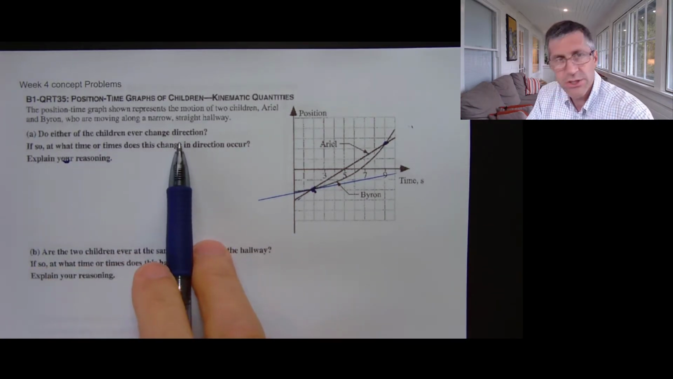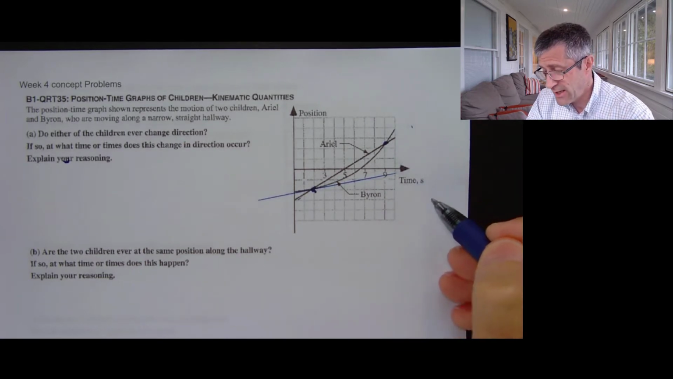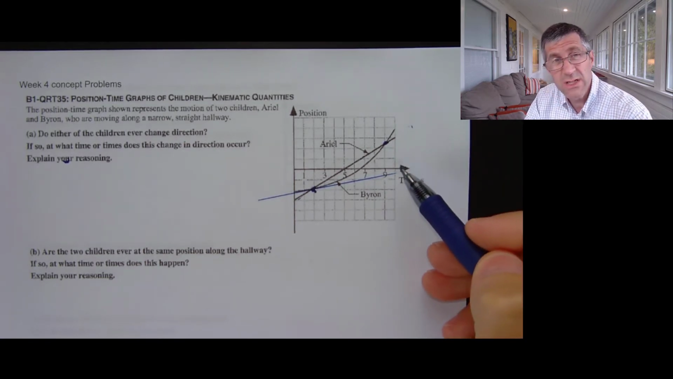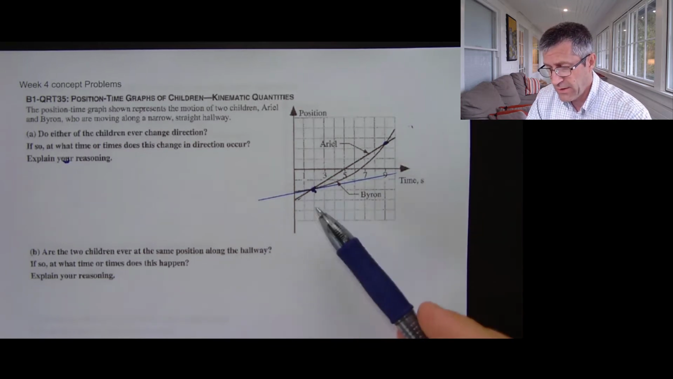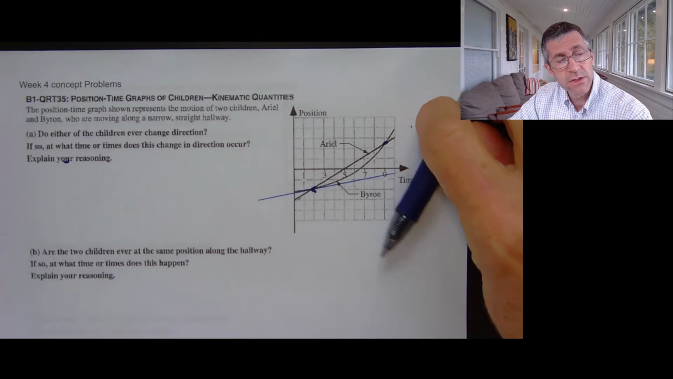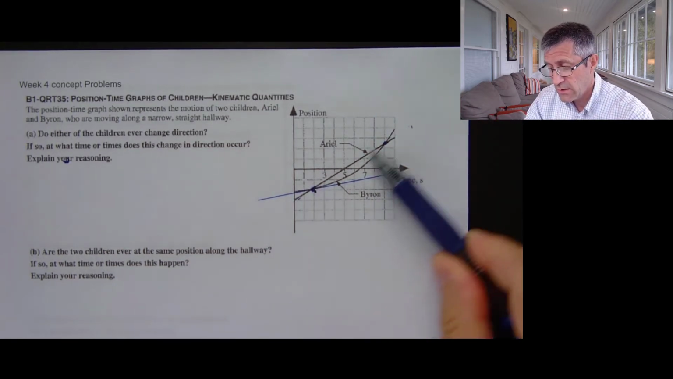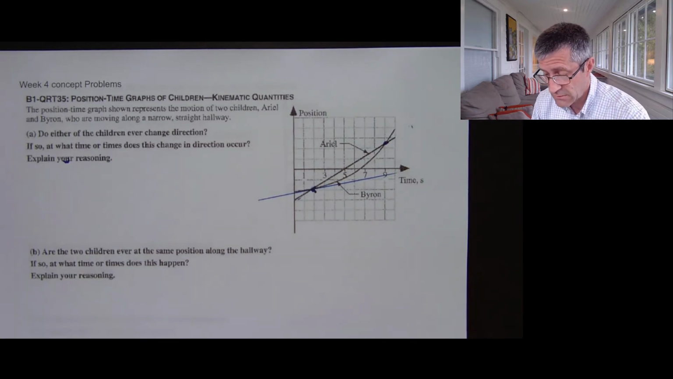Do either children change direction? So the question is, do they head back in the direction they came from? No, I don't see that. So this always has positive velocity. Any tangent line I take along here is going to have a positive slope, so it's positive velocity. They're moving in the positive direction. And Ariel has positive slopes and positive velocity. So a good way to describe that is to talk about the slopes of the lines always being the same sign.